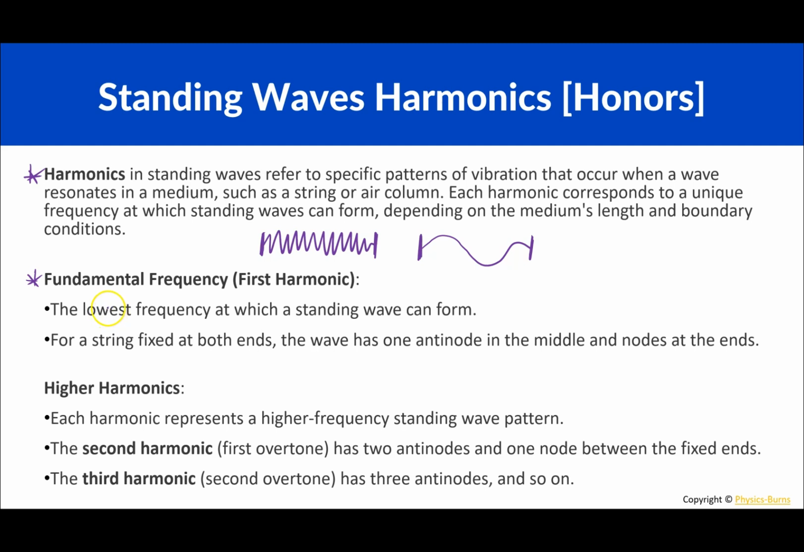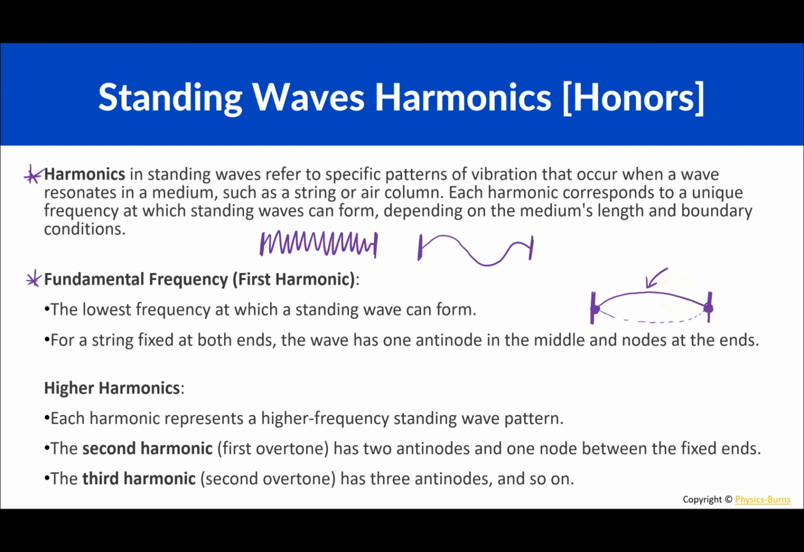For a string fixed at both ends, that wave has one antinode in the middle and two nodes. So the first harmonic is just going to look something like this. It's going to go like this and like that. And when it hits this part where it can't move, it's going to go back the other way, like this. So it has one antinode right in the middle. That's the highest point. And nodes at each end. So there's a node right here and a node right here. Two nodes. Okay? That's the first harmonic.